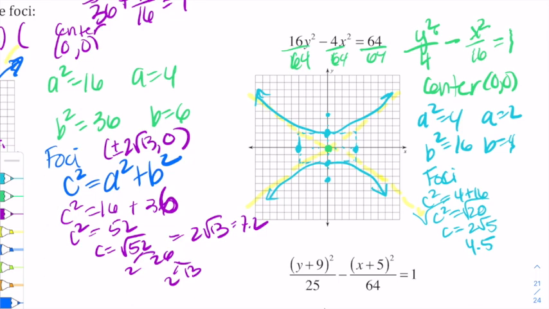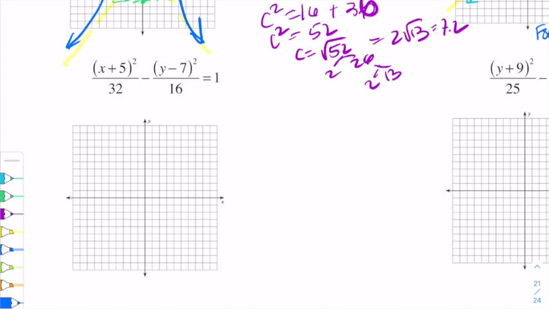So here our center is still at 0, 0. So we're going to go left and right by nothing. So our foci are located at 0. And then we're going up and down by our c value, which is 2 root 5. So plus or minus 2 root 5. Now let's try one that's not centered at 0, 0.